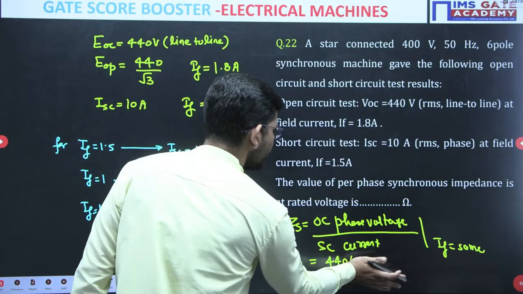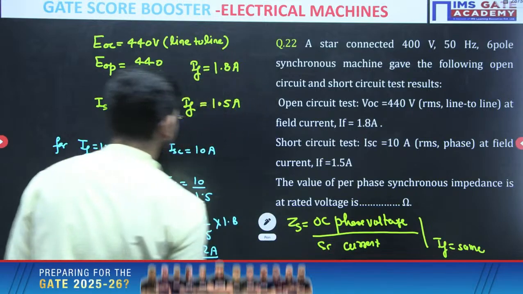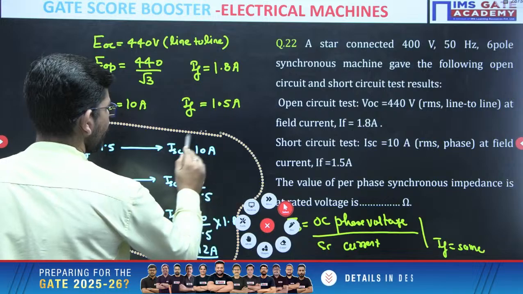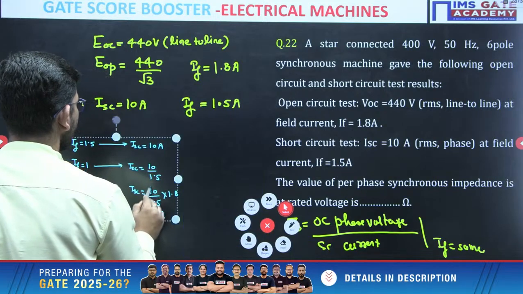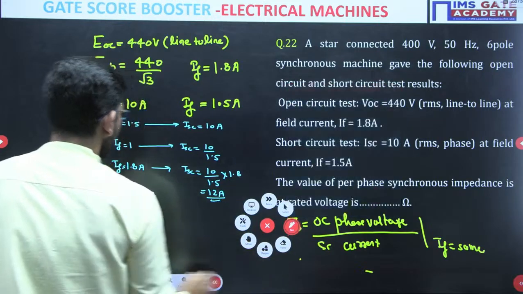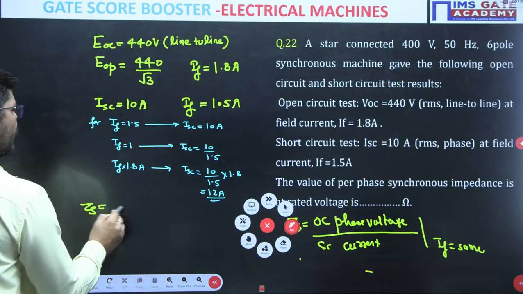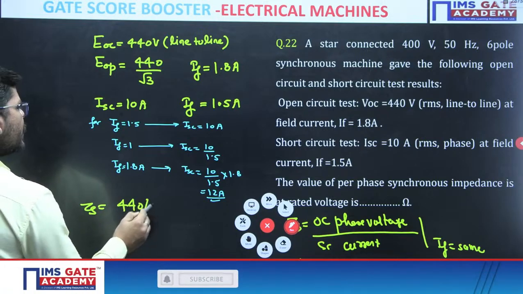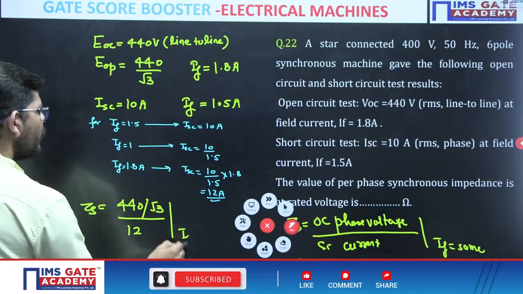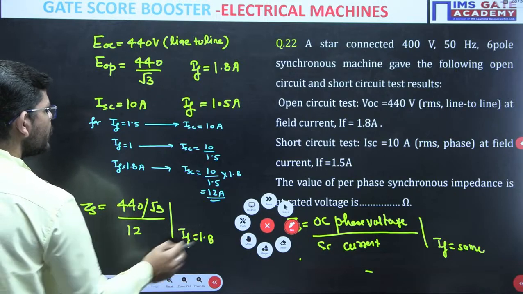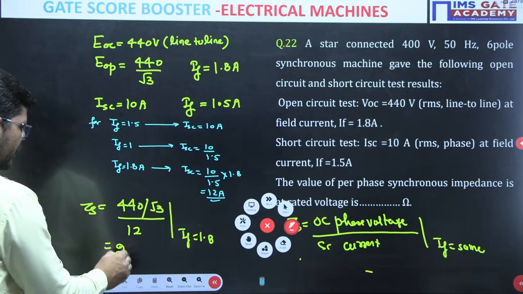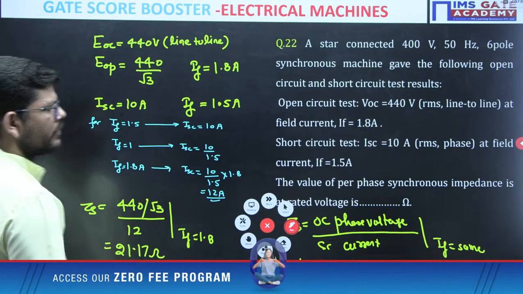Okay. I think it is not visible. Let me write it here only. Okay, this is how you will calculate the currents, and after that ZS will be open circuit per phase voltage divided by short circuit current for the same value of IF. So, we have calculated it for the same value of IF. Okay. So, ZS will come 21.17 ohms.